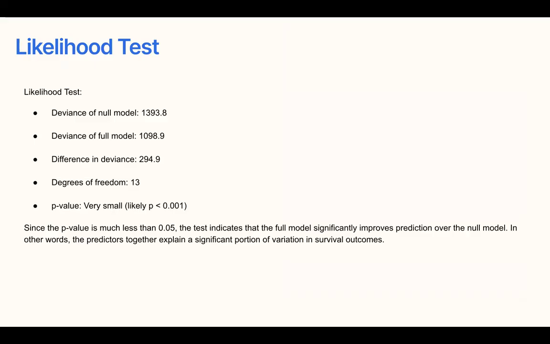The difference in deviance is 294.9 over 13 degrees of freedom. The p-value is extremely small, less than 0.001. This means our full model is statistically better at predicting survival than a model with no predictors at all. So in general, our selected variables, especially MFH enrollment, significantly improve our ability to predict who survives. This gives strong statistical support for including these predictors in care planning models.